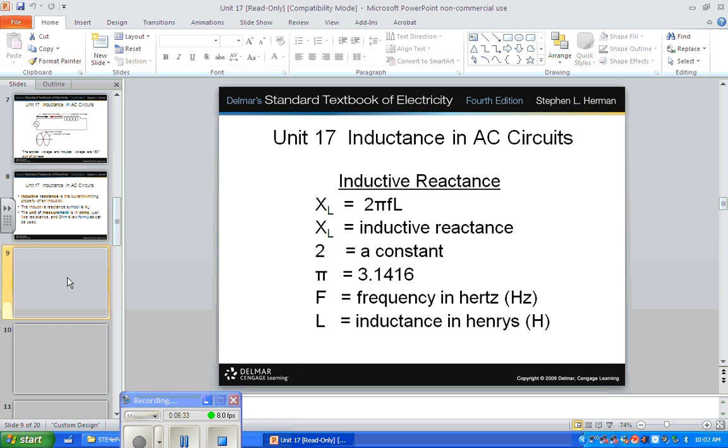So X sub L, 12, divided by 377 is what? Point something. 0.0 what? 318? Say that one more time.